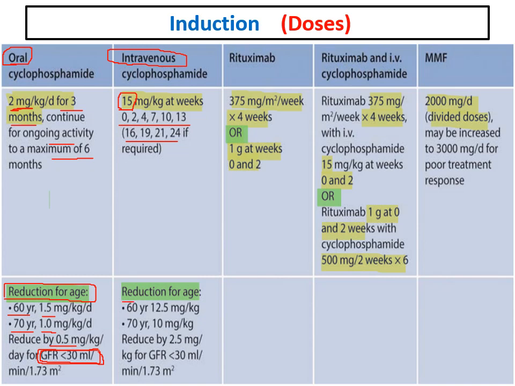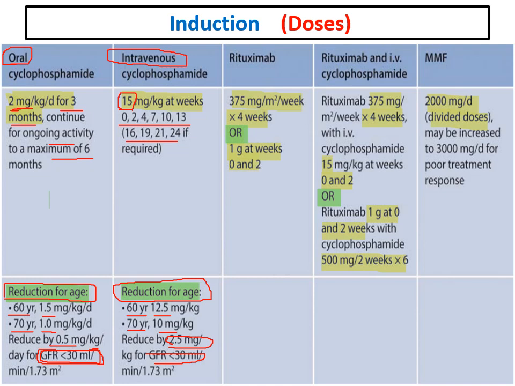Again, there is dose modification according to the age. If the patient is more than 60 years, we should reduce the dose from 15 to 12.5 milligram per kg. More than 70 years of age, reduce the dose to 10 milligram per kg. And if the GFR is less than 30, we should reduce the dose by 2.5 milligram per kg.